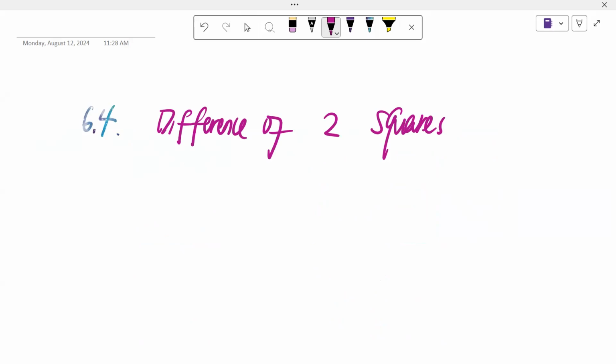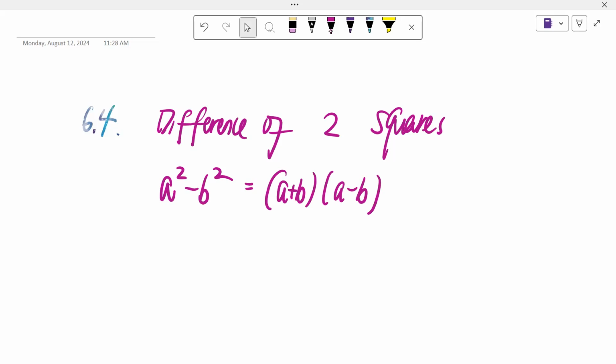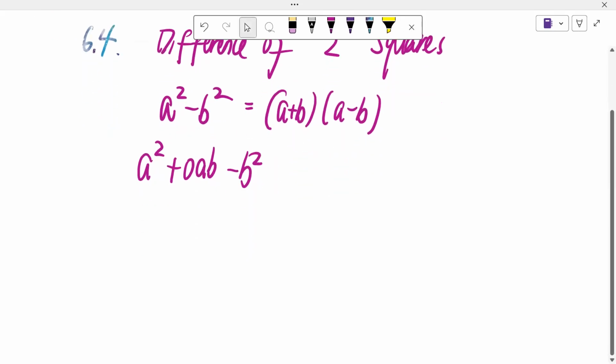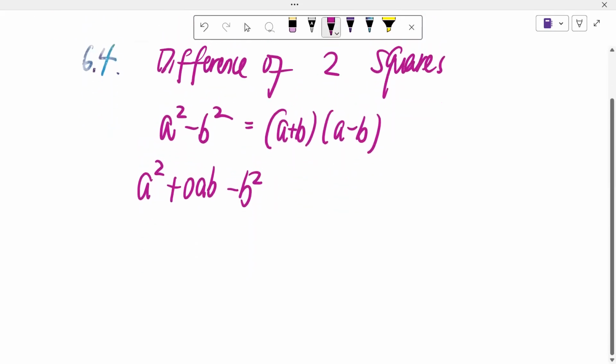So to come from this, right? Let's say we have something like a squared minus b squared, right? And we know that it becomes a plus b, a minus b. We can easily verify this, right? Actually, we can look at it as a trinomial, something like a squared plus 0ab minus b squared. Now we can factor by putting 0 in front of the ab. And then we can factor this as a times a, and minus b squared would be b and positive b.